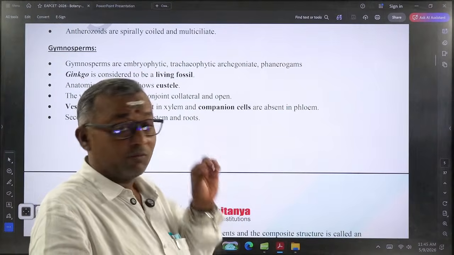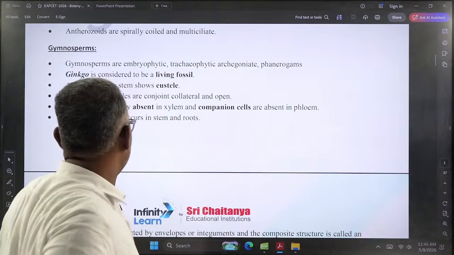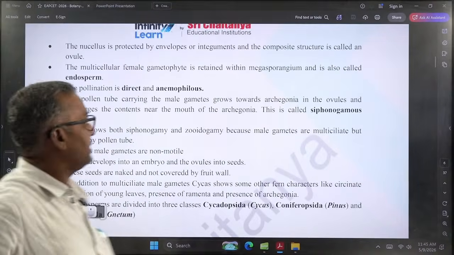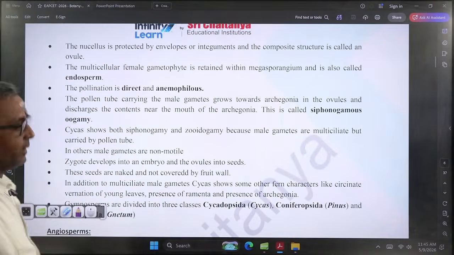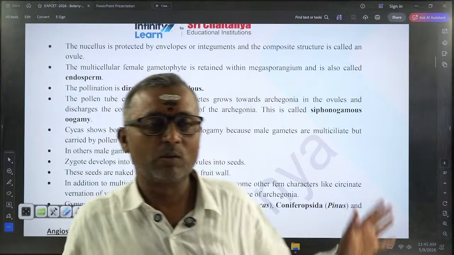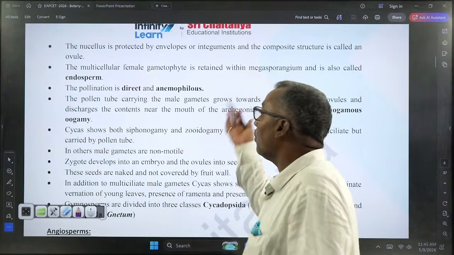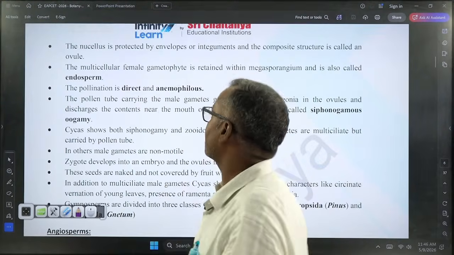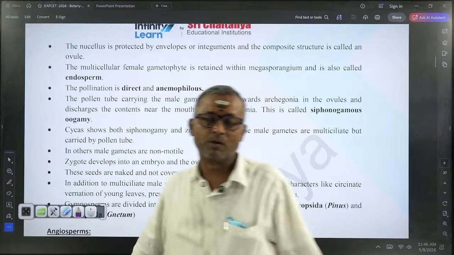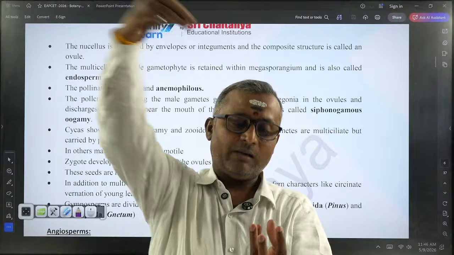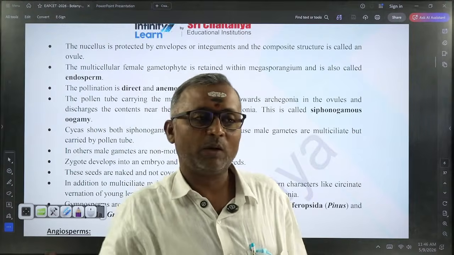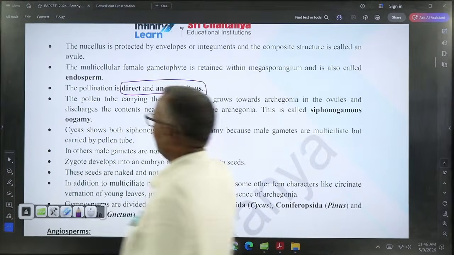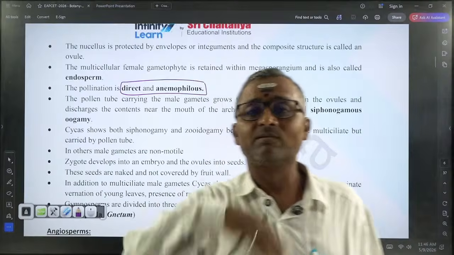And apart from that, phloem lacks companion cells, sieve tube is absent, then they have sieve cells, and secondary growth occurs in the stems. And apart from this, the most important thing, they are ovulate. It contains nucellus surrounded by integuments. The composite structure is called ovule. Now here the female gametophyte itself is called endosperm. That is very, very, very important. And one more thing, pollen grain directly reaches the ovule. As pollen grains are reaching directly to the ovule, it is called direct pollination. And it is anemophily because the wind carries the pollen grain.